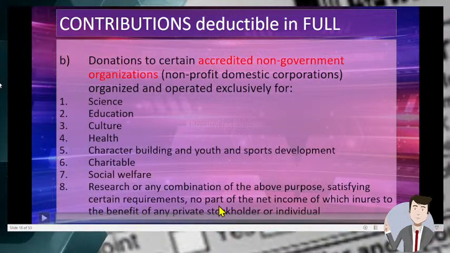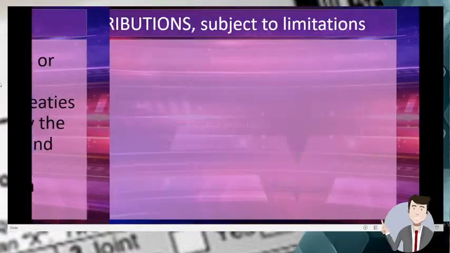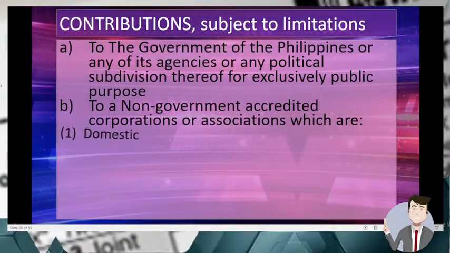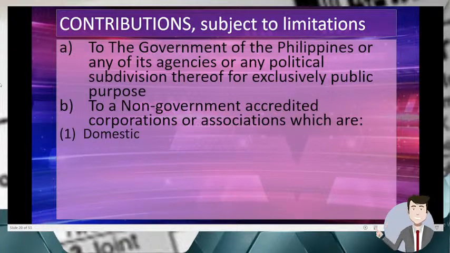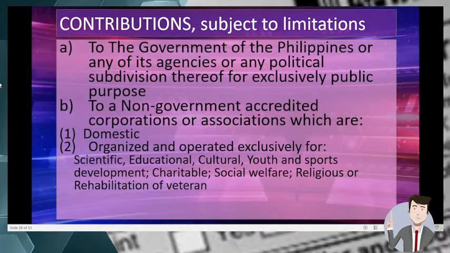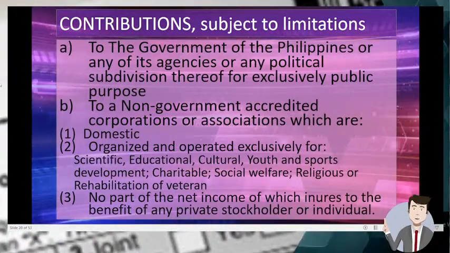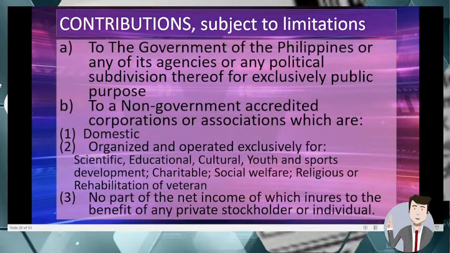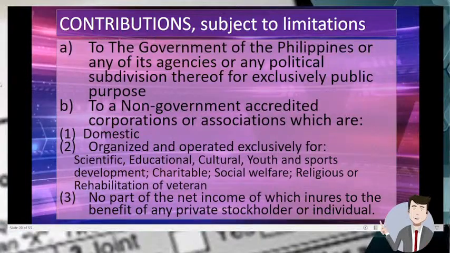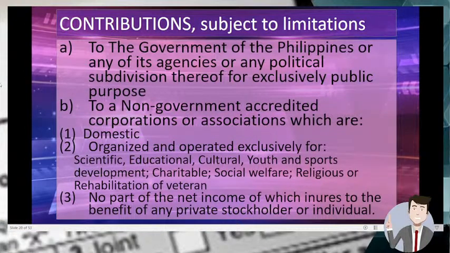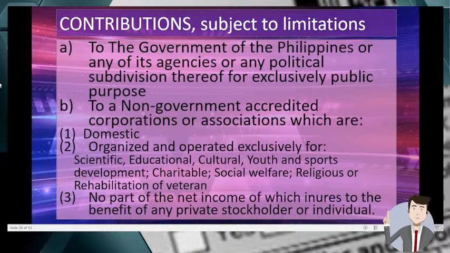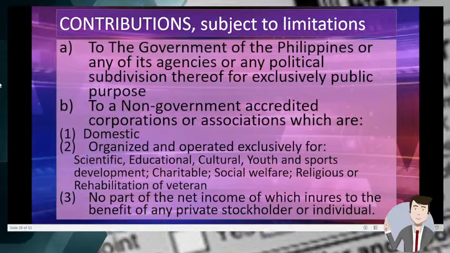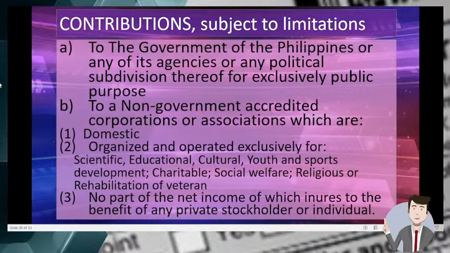No part of the net income inures to the benefit of any private stockholder or individual. Okay, so in that case, your contribution is allowed to be deducted but subject to limitation. Okay, number 3, no part of the net income of which inures to the benefit of any private stockholder or individual. But take note guys, let me correct myself earlier, the only difference is the organization of the non-government accredited corporation. In this case, we can assume that this is profit-oriented. So therefore, your contribution is only subjected to limitation.